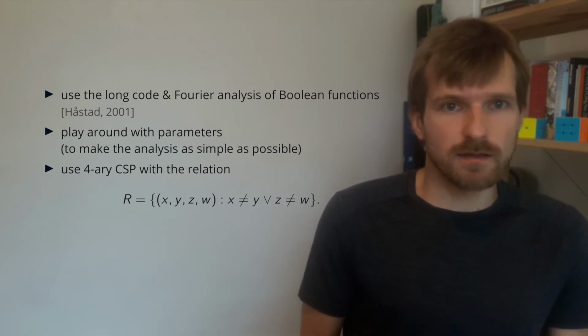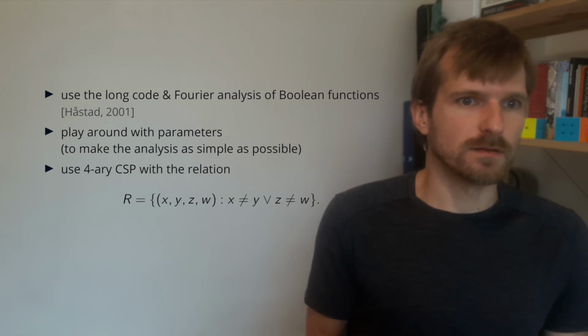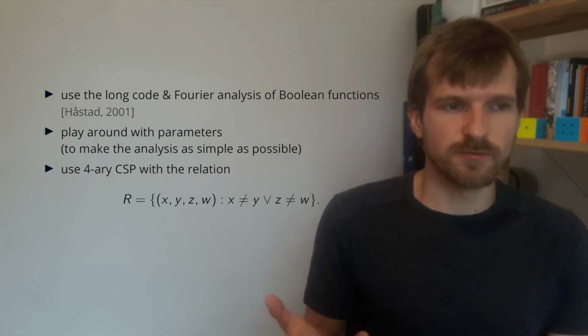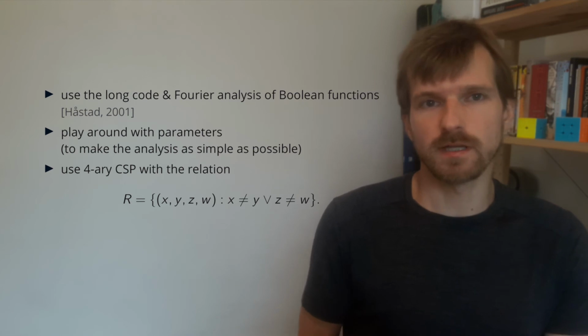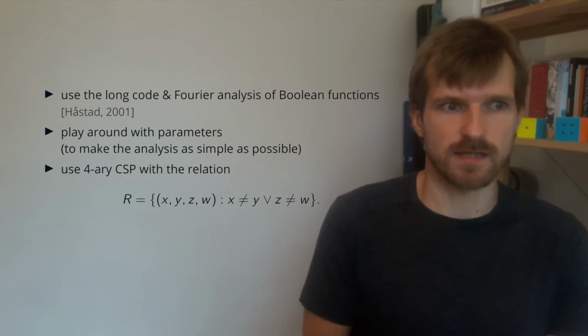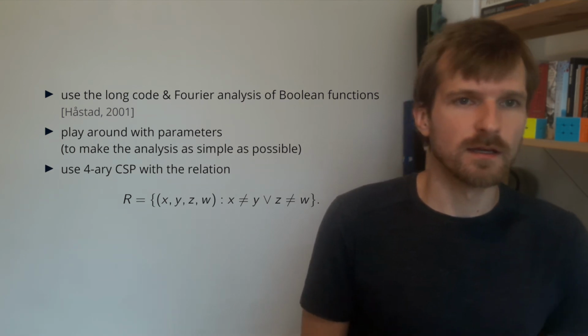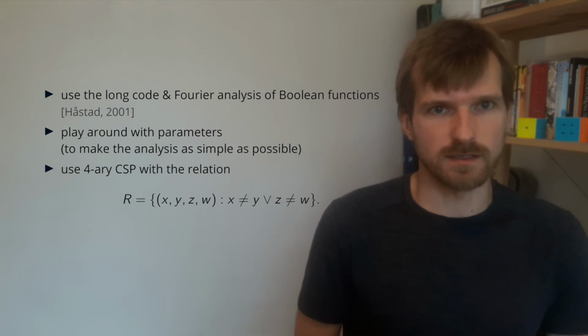And we are not relying on any deep theory. So even from the Fourier analysis of Boolean functions, we only need very basic notions and very basic facts. I think the most complicated one is Parseval's identity, which is quite easy to get.